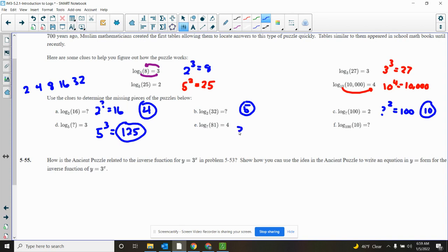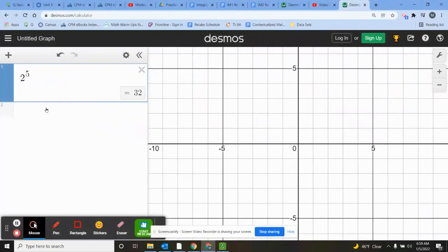Here, once again, we're missing that base number. So what number to the 4th power gives us 81? If you know it, great. If you don't, the way you get rid of a 4th power is with a 4th root.